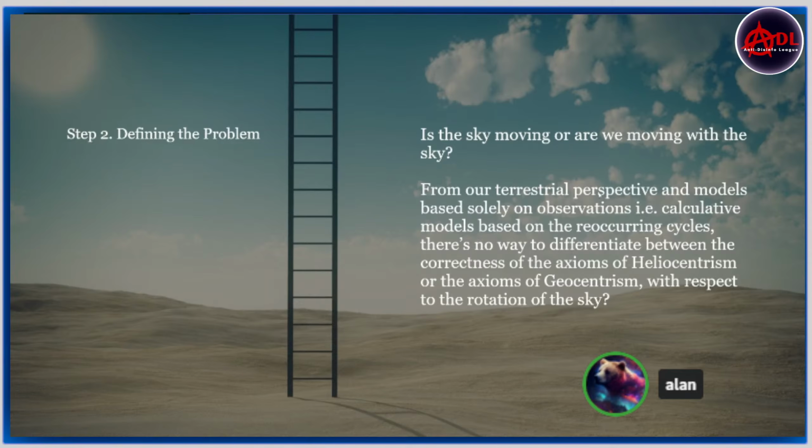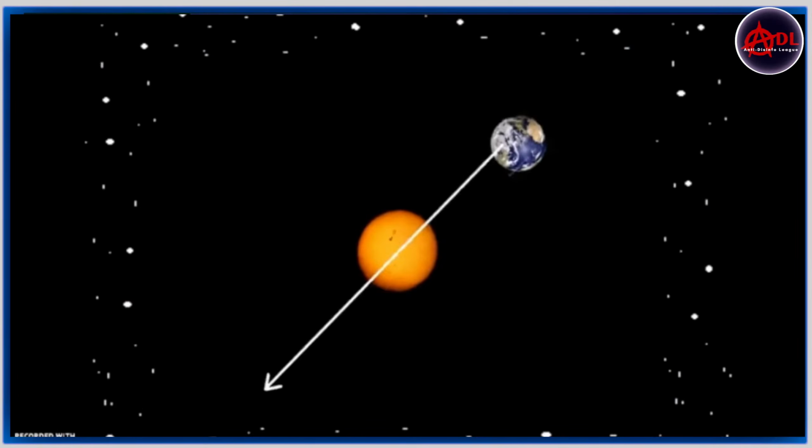From our terrestrial perspective, and using models based solely on observations, i.e., calculative models based on reoccurring cycles, there's no way to differentiate between the correctness of the axioms of heliocentrism or the axioms of geocentrism with respect to the rotation of the sky. Meaning, are we in motion, or is the sky in motion? Are we at rest? What's going on here? So there's the problem. We're going to get into some visuals of the heliocentric and geocentric explanations here.